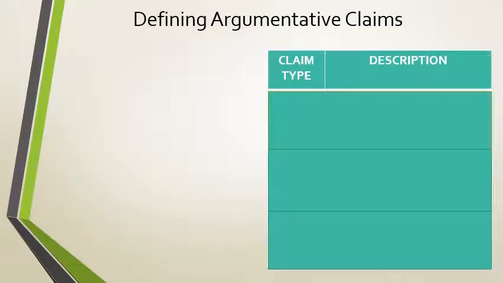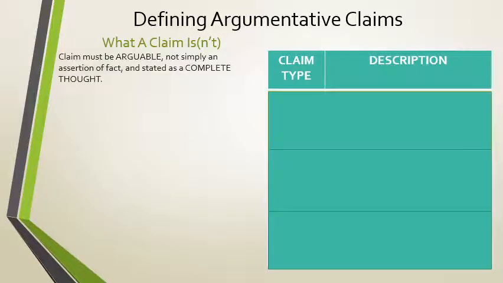So we should probably start with defining what a claim is. In the previous video, I talked about claims needing to be realistic, but we also need to just understand what I mean by claim. So again, I'm going to go through some examples of both what a claim is and what a claim isn't in order to illustrate what I mean by, when we have a claim in an argument, what we're talking about. So a claim must be arguable, not simply an assertion of fact. And it needs to be stated as a complete thought.